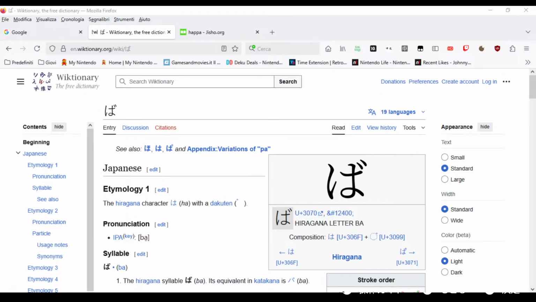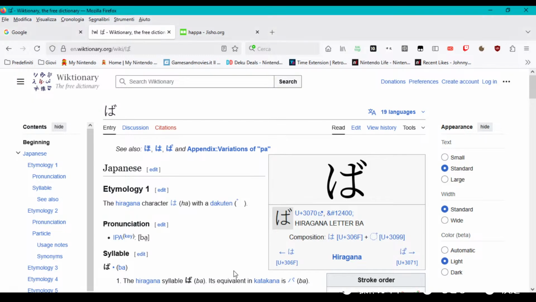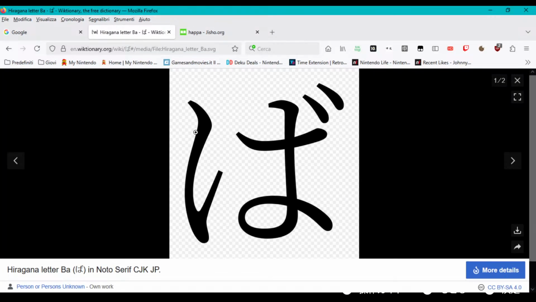Now, of course, as usual, we can add the dakuten to have ba. Again, top to bottom, left to right.